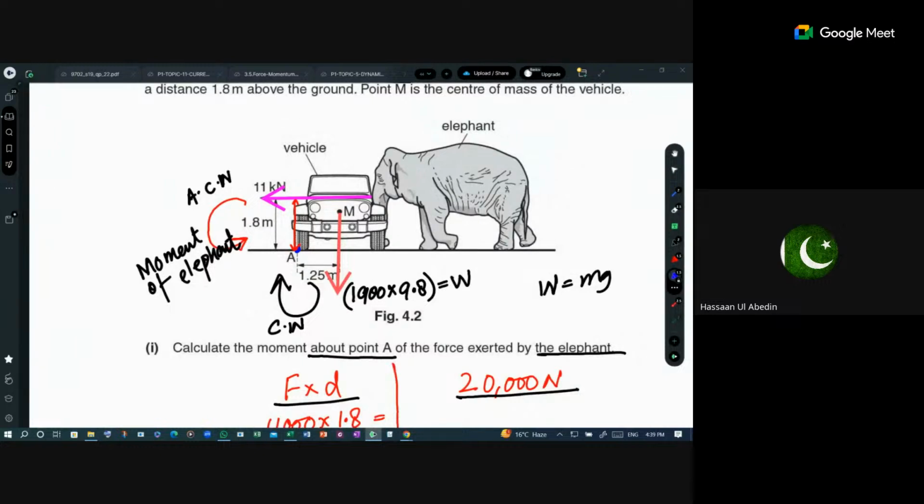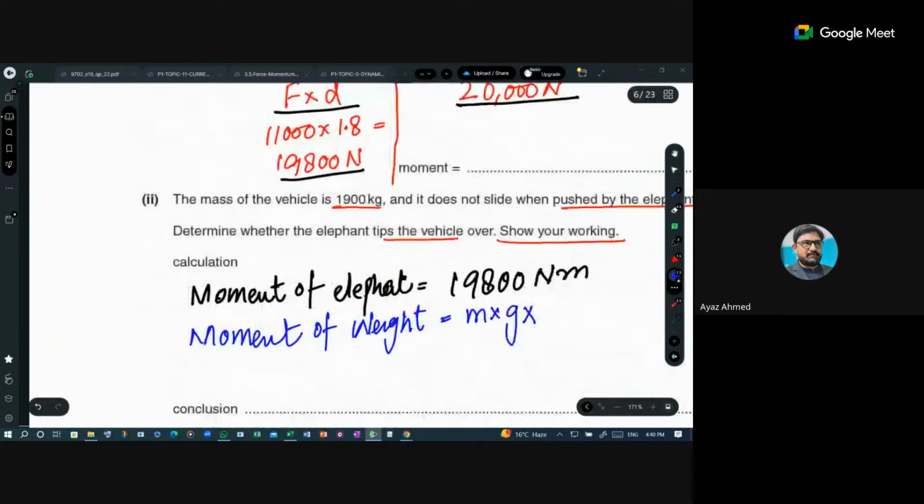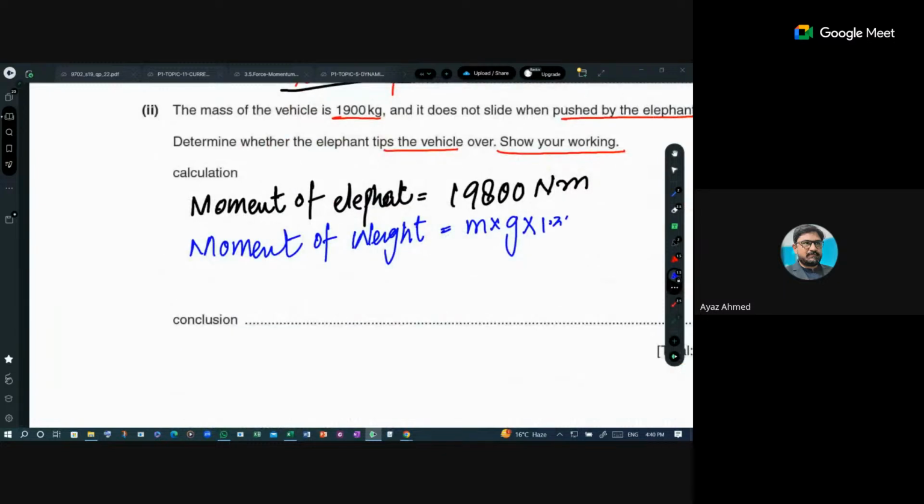2.5. Sure. Won't it be double of 1.25? This is the pivot. So the distance from the pivot to this weight is 1.25 meter. Actually, this is your F1 and this is your D1. And then this is your F2 and this one is your D2. So D2 is 1.25. So you will write mg into 1.25, which equals mass 1900 kg into 9.81 into 1.25. So please calculate this one.